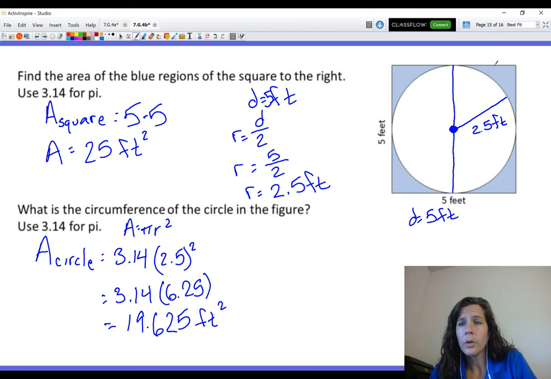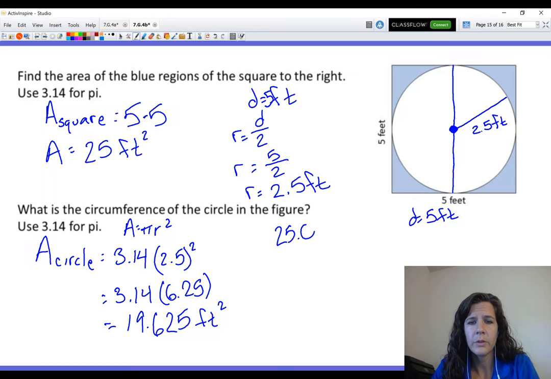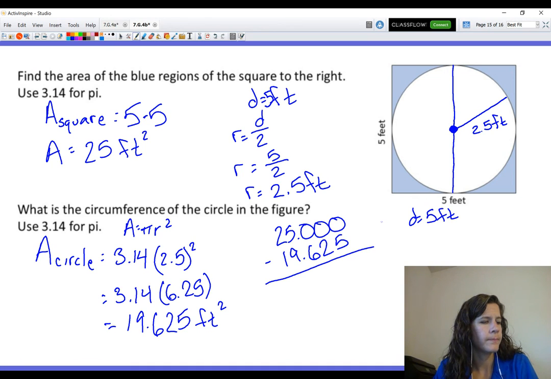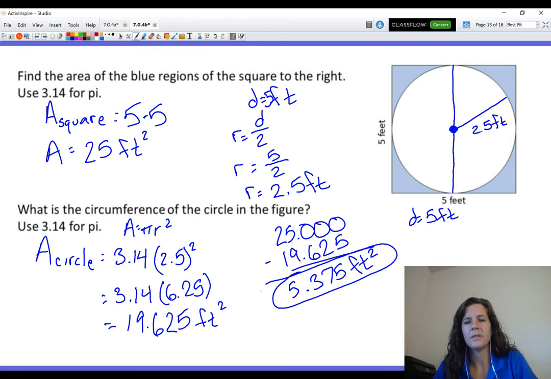Now, right now we have the area of the big square and we have the area of the circle. But what we're looking for is the total area of these blue pieces. So if this is a cake and we took out the circle, how do we find the area of what's left? Well, if we took this out, then we subtract. So we have 25.000 minus 19.625, and that is 5.375 feet squared. So the area of just the blue pieces is 5.375 feet squared.